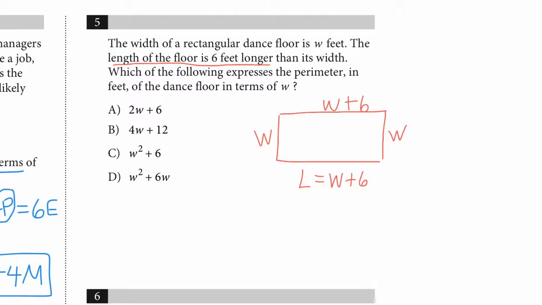And so which of the following is the perimeter in terms of W? Well, the perimeter is the sum of the four sides. So we're going to have W, W, there's 4 W's, and then 6 plus 6 is 12. So it should be 4W plus 12, which looks like it's answer B for problem number 5.